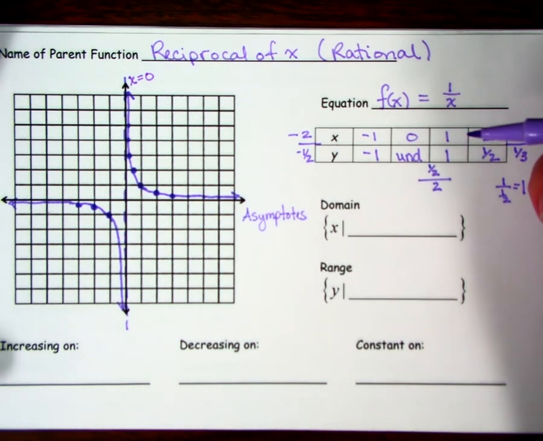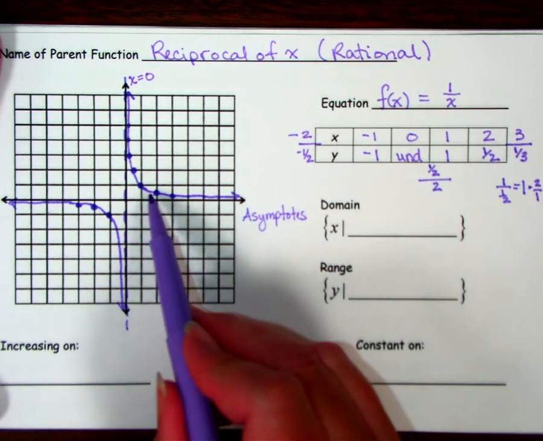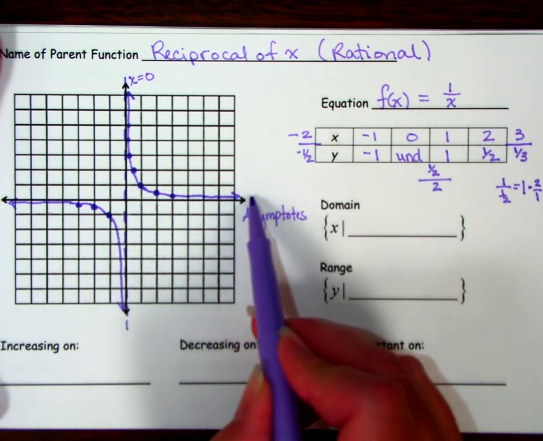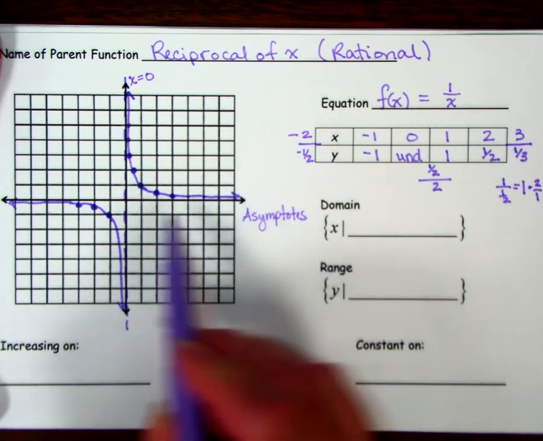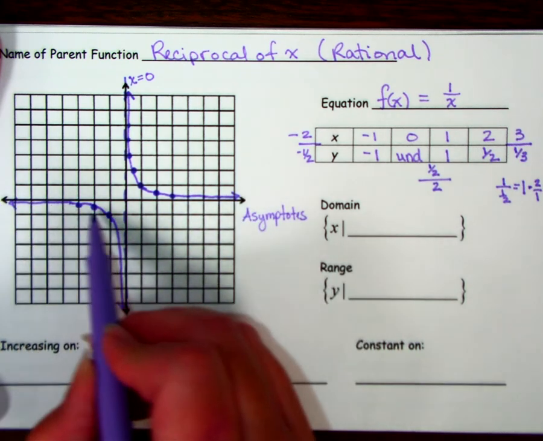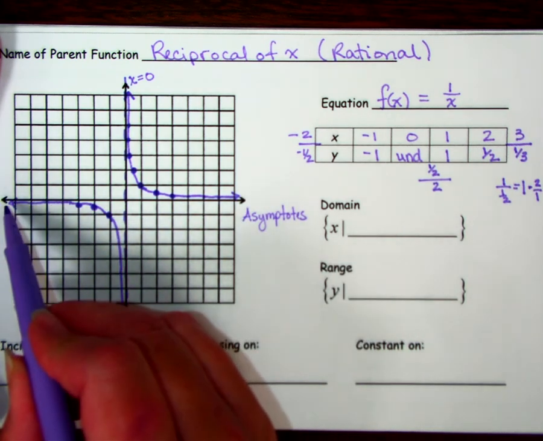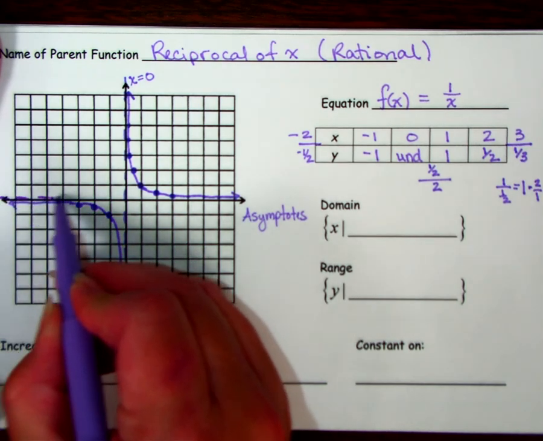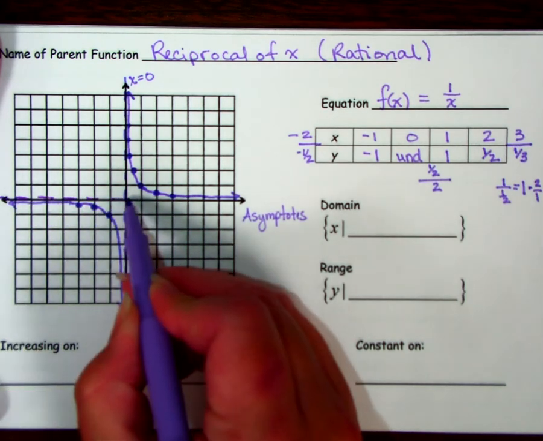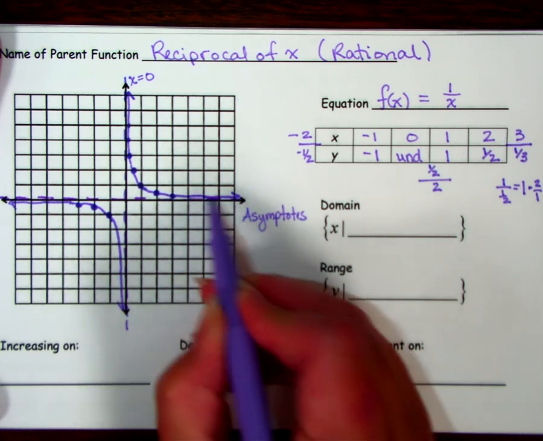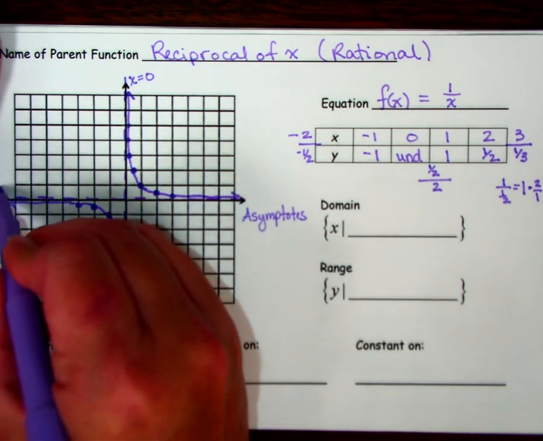The other asymptote is horizontal. You can see as we go out this direction forever, the graph is getting closer to a y value of 0 from the top. And as we go out this direction, the y values are getting closer to 0, but from the bottom. So there's actually a horizontal asymptote here. Draw that one in again using a dashed line. The equation of that one is y equals 0.